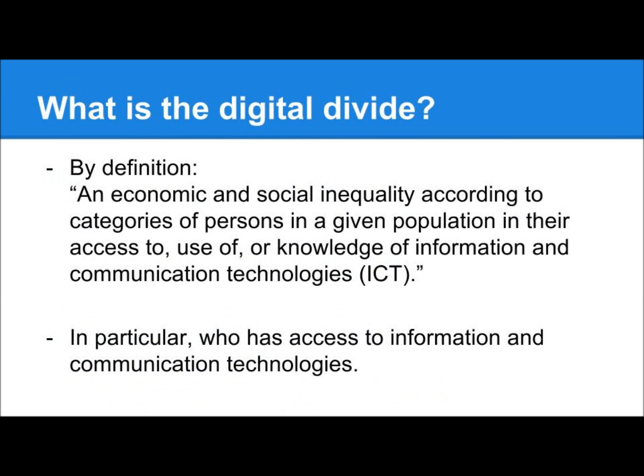What is the digital divide? By definition, it is an economic and social inequality according to categories of persons in a given population and their access to, use of, or knowledge of information and communication technologies, also known as ICT. Who has access to information and communication technologies?